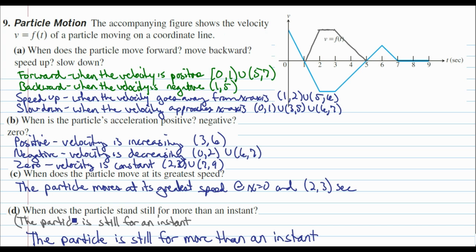Now part D, when does the particle stand still for more than an instant? Okay, well, the particle stands still for only an instant right here at 1, at x equals 1, when it's changing directions. But the particle is still for more than an instant, let's see, when the velocity is 0. So that's not this. This is when if distance wasn't changing. If this were the distance graph, then yes, the particle would be standing still. Remember, this velocity is still like negative 10 feet per second. We're looking at a velocity of 0, and that's between 7 and 9 seconds.